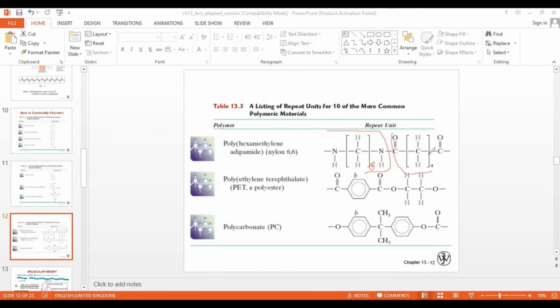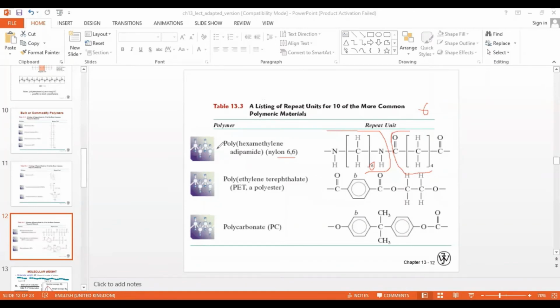So this unit is 6 CH2, 4 times, with both sides, right? And this one is CH2, 6 times, NH2, right? So here I have 6 carbon, here also I have 6 carbon. So when these two sections are joined, I have nylon 6,6. So that's why it is known as nylon 6,6.